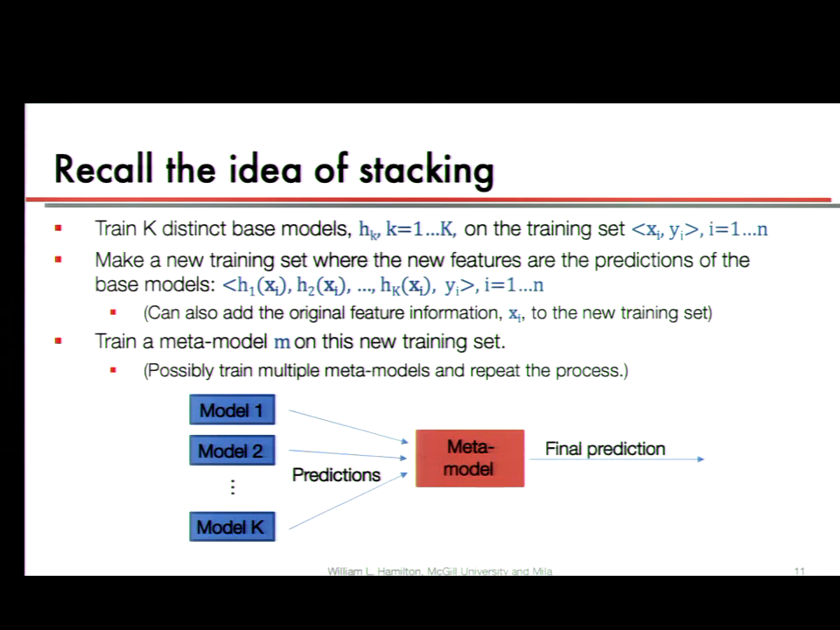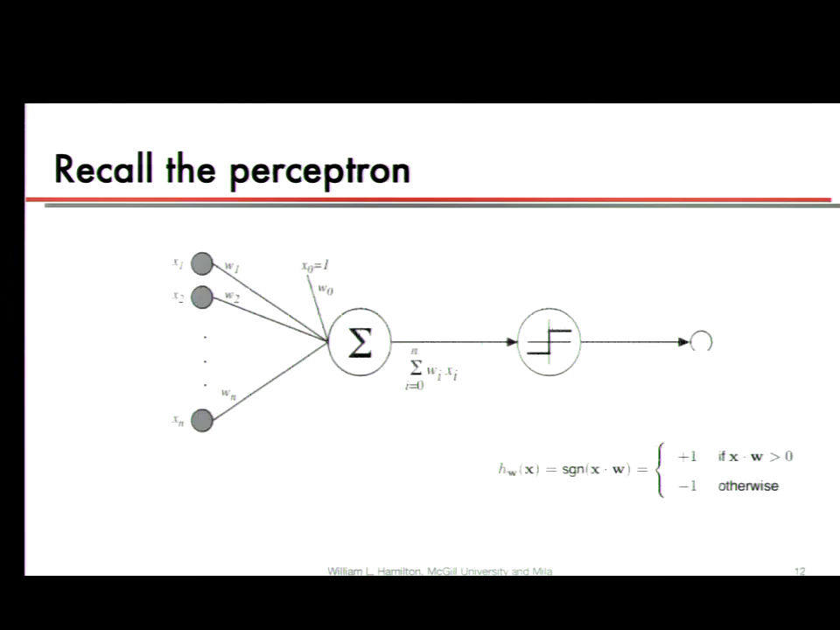So we tried to build a more complicated model by taking the output of some simple models and then training another classifier on the output of those models. This is a very powerful idea because it allows us to take even some simple models and stack them and make more and more complicated models. And so today when we're talking about neural networks, we're really going to take this idea of stacking to the extreme.